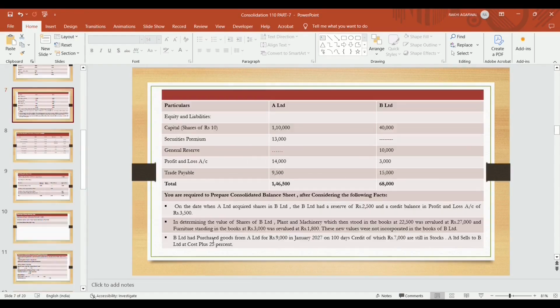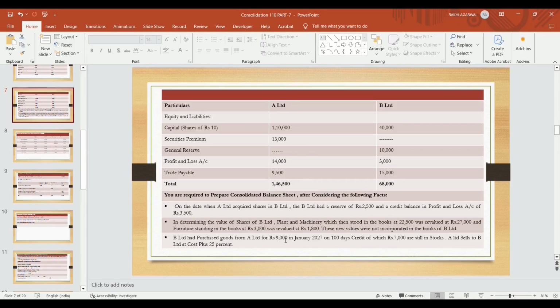Now inventories. B Limited purchased goods from A Limited of 9,000 in January 2027. This is an intercompany transaction because B Limited is the subsidiary and A Limited is the holding company. B Limited purchased goods from A Limited of rupees 9,000 on 100 days credit, of which 7,000 are still in stock. Closing inventory in the books of B Limited.